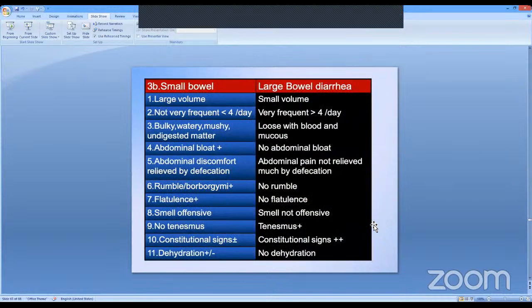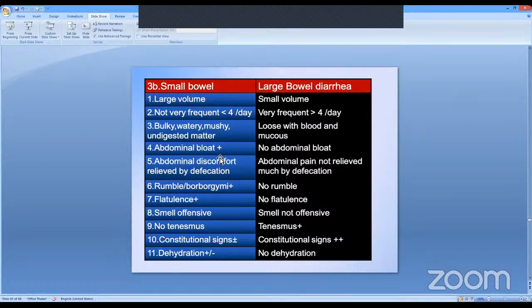Now, this is also another point that should be used very often, but we are not using it: differentiate whether the diarrhea is because of the small bowel or large bowel. Large volume in small bowel and small volume in large bowel. Not very frequent: that means the frequency in small bowel diarrhea is less and very frequent in large bowel. Bulky, watery, mushy, undigested matter indicates the small bowel is affected. Loose stool with blood and mucus indicates the large bowel is affected.